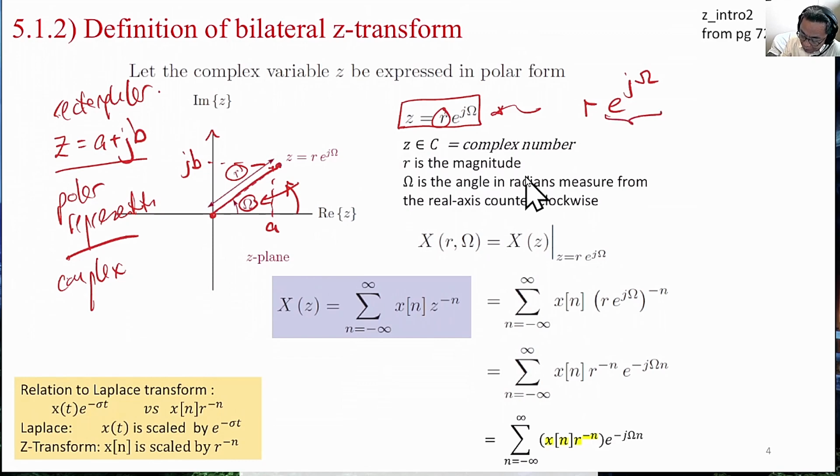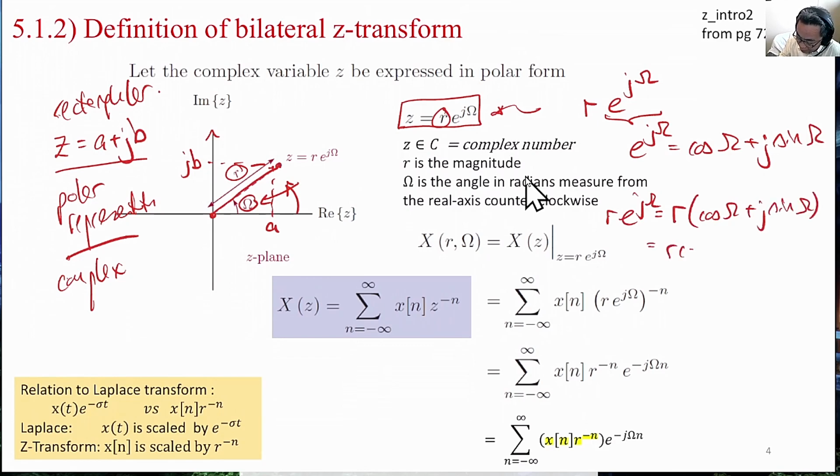Now, remember Euler's formula? e^{j omega} is equal to cos omega plus j sin omega. So what is r e^{j omega}? It's nothing but r times (cos omega plus j sin omega), which equals r cos omega plus j r sin omega. And this is equal to a plus jb. Therefore, a is r cos omega and b is r sin omega. So this relates the rectangular to the polar representation.